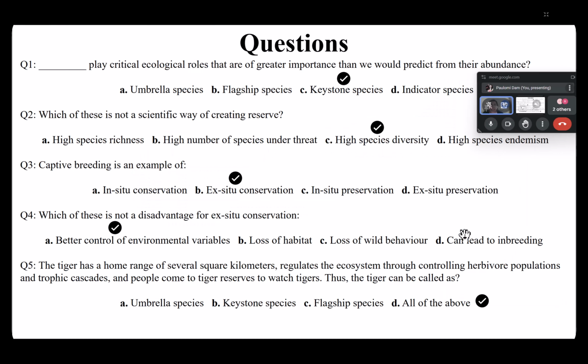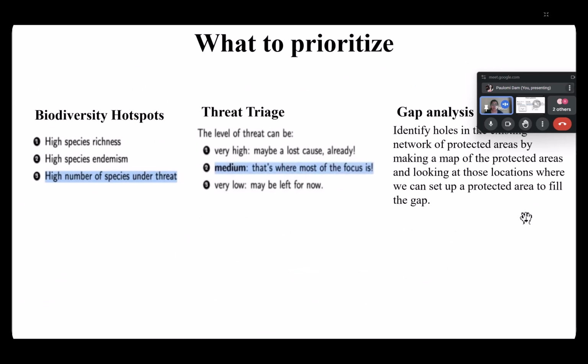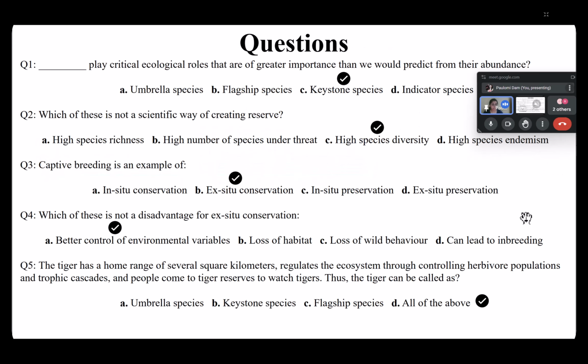So the first one is the species that plays a critical ecological role, as you've got right. It's a keystone species and we have discussed it already. Next is which is not a scientific way of creating a reserve. So high species richness, high number of species under threat and high endemism is what we have used. So I'll just go back to the slide maybe so that you can see. So these are the three criteria for selecting a reserve: richness, endemism and species under threat.